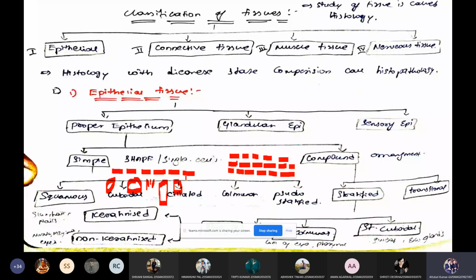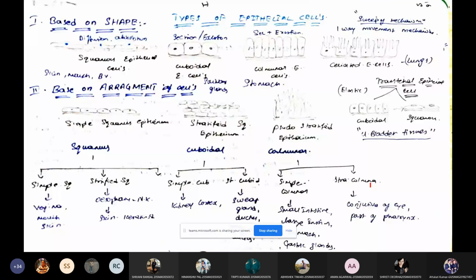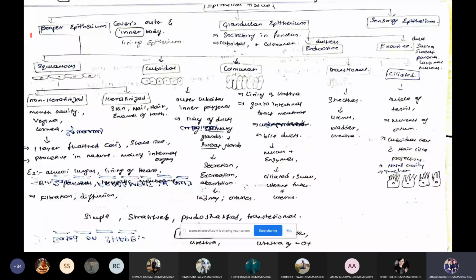Now, the compound epithelium has been divided into two types. That I will come to in the next slide. Just a second. Okay. Yeah, this is the table I'm telling about. So here, proper epithelium, I said simple proper epithelium. I will show you this table first.